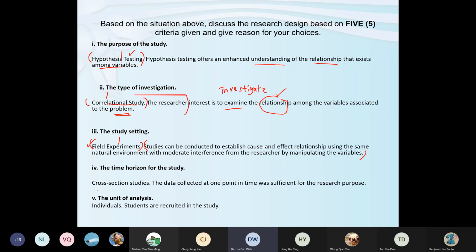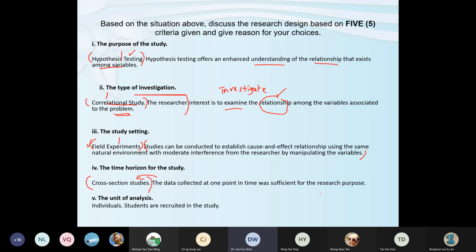Time horizon for this study is more to the cross-sectional study. They will just collect the data one time. They will not collect the data this year, next year, and the following year. No, you are going to collect the data one time on this batch of students only. So it will be categorized under cross-sectional study. Means that the data collected at one point, you explain what is cross-sectional study. Okay, the data collected at one point in time was sufficient for the research purpose.